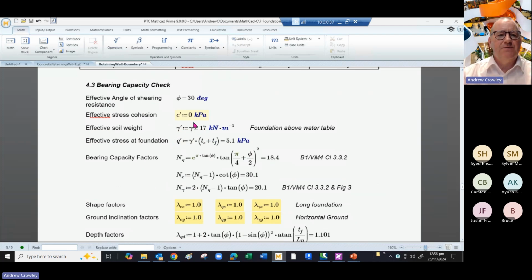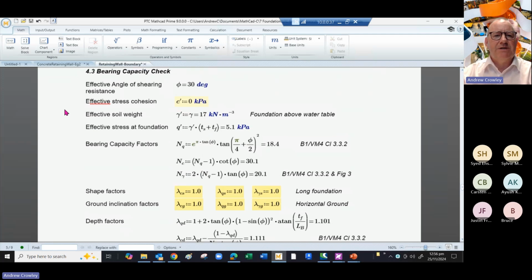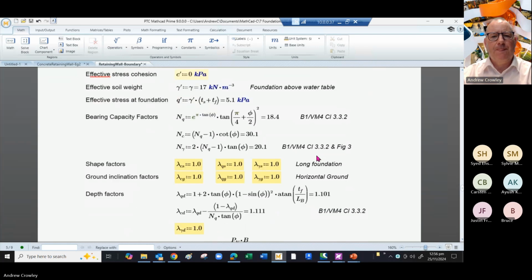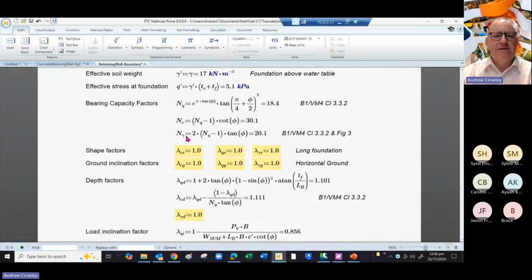So let's check the bearing capacity. And again, we're looking at soil parameters that we've seen before. We look at the effective stress at the foundation. That's a 5.1 because of the depth. We've got a bearing factor again taken from B1/VM4. So our Nq, Nc, and N gamma are calculated. We've taken our shape factors all as 1 because we're looking at a long strip foundation in this case.